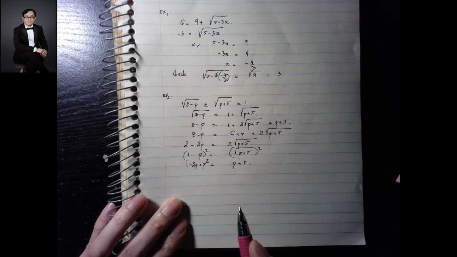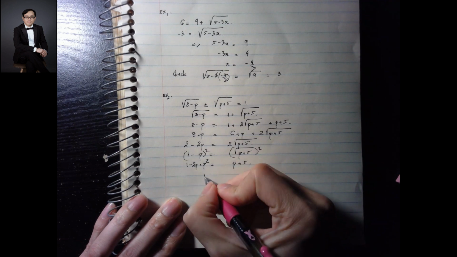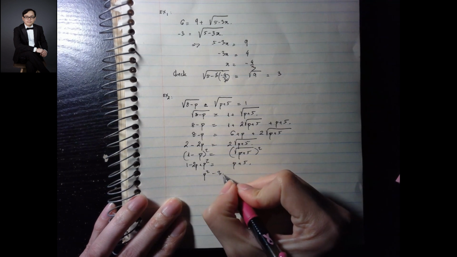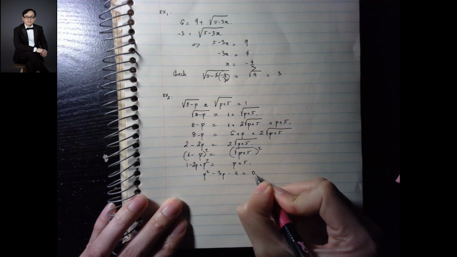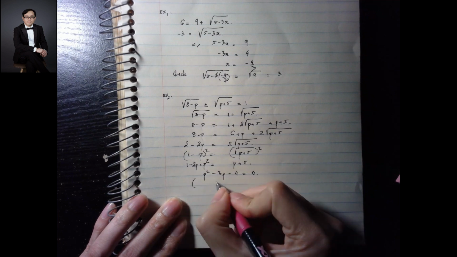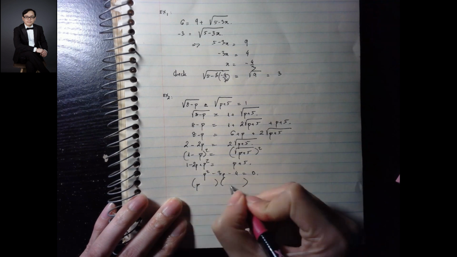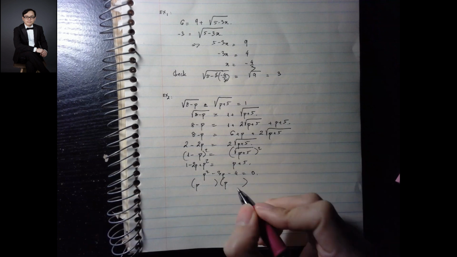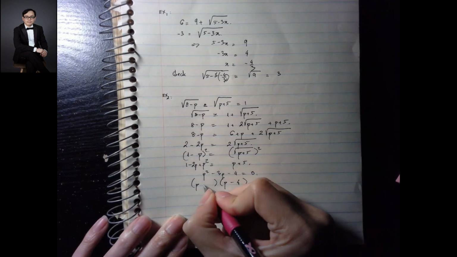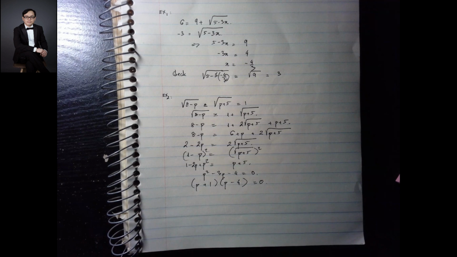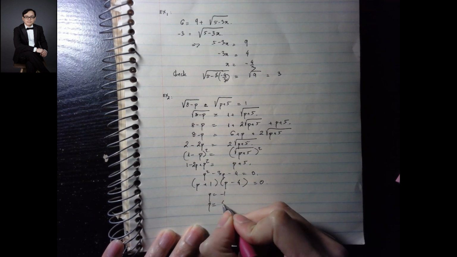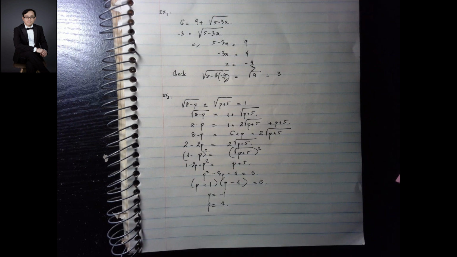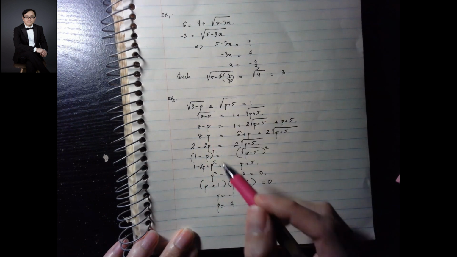Okay. So what we have is p squared minus 3p minus 4 equals 0, and I try to solve it by factoring. So we're going to have negative 4 plus 1 equals 0. Then p equals negative 1 and p equals 4. And again, you should check if it works or not.